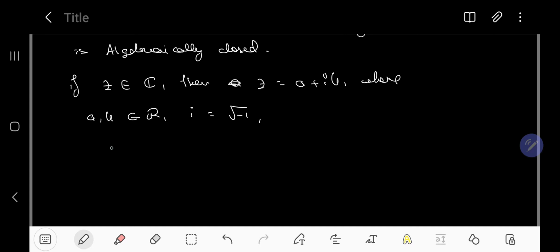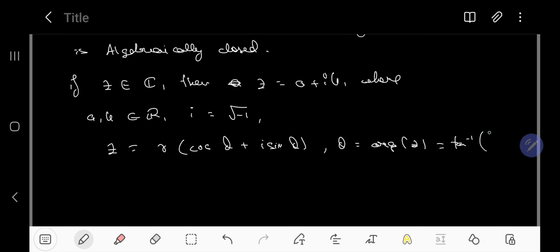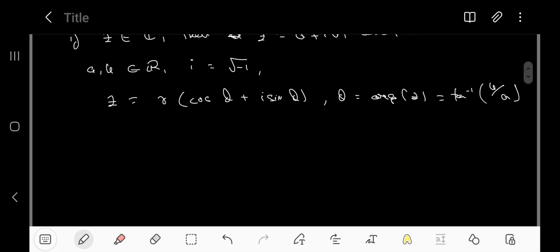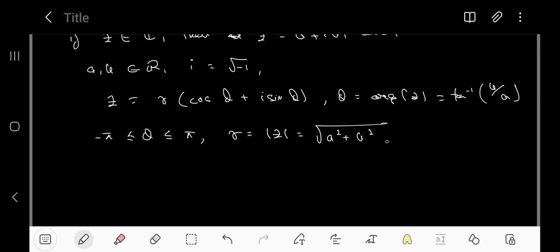And we then had the polar form of z, which was of the form r times cos theta plus i sin theta, where theta was said to be the argument of z, which was written mathematically as tan inverse of b upon a, and theta was always between pi and minus pi, including them both, and r was said to be the modulus of z, or the absolute value of z, which was written as root over a square plus b square, right?